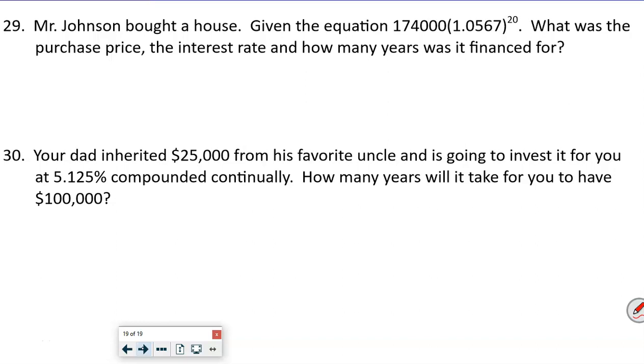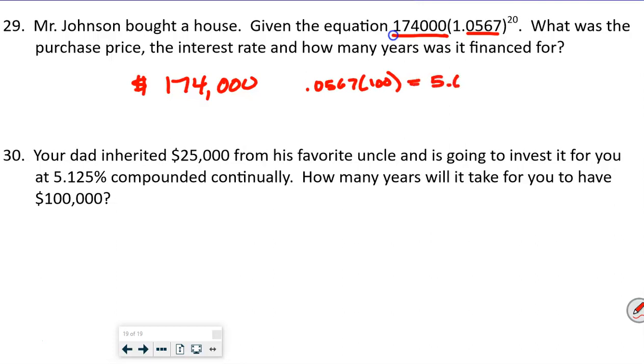All right, 29. Mr. Johnson bought a house. Given the equation 174,000 times 1.0567 to the 20th power, what was the purchase price? Well, that would be what we started with, 174,000. Then it says the interest rate. And remember, we're going to pull this part right here. And if you are questioning what to do, 0.0567 times 100, that would be 5.67%. And then our time is right there, so it's going to be 20 years.